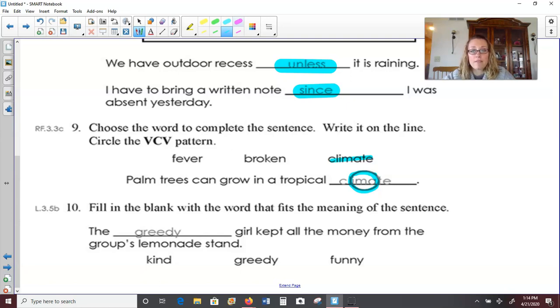And finally, to finish up for the week, fill in the blank with the word that fits the meaning of the sentence. The blank girl kept all the money from the group's lemonade stand. If someone kept all the money, would they be kind? Certainly not. Greedy? Yeah. And I don't think that would be very funny either. So we could say the greedy girl kept all the money from the group's lemonade stand.